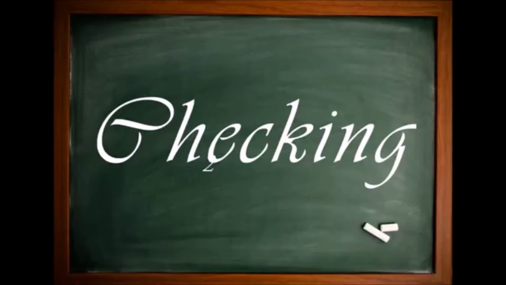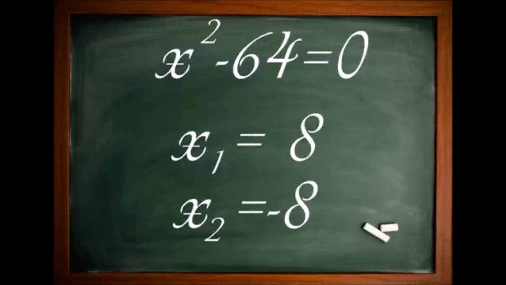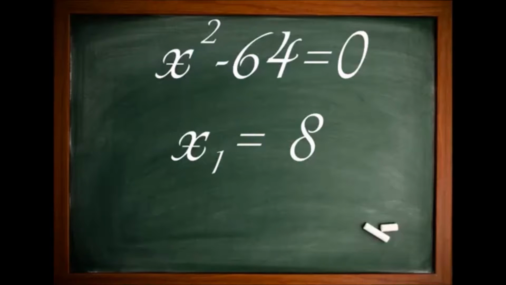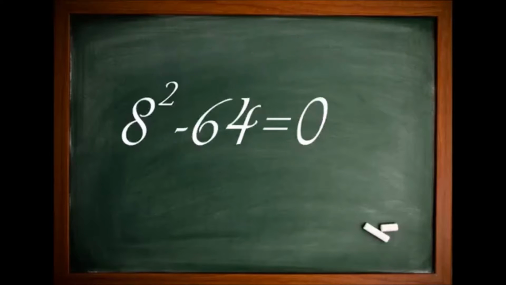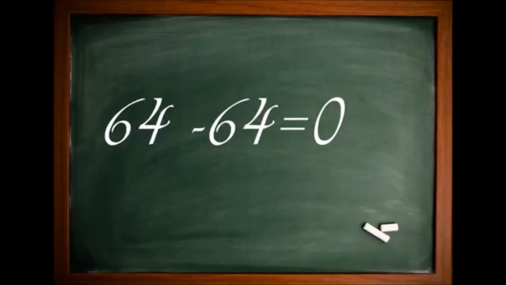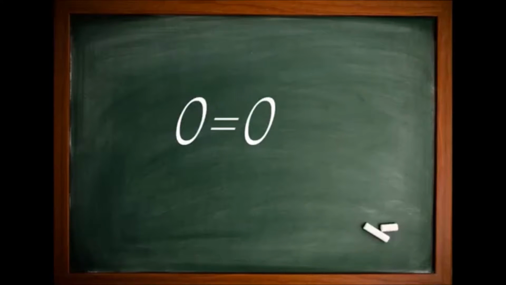To check if our answer is correct, we need to substitute the value of x sub 1 and x sub 2 to every x in the original equation, which is x squared minus 64 equals 0. If x sub 1 is equal to positive 8, we will just substitute 8 to every x in the original equation. It will become 8 squared minus 64 equals 0. 8 squared is equal to positive 64, so it will become 64 minus 64, so the answer is 0 equals 0.